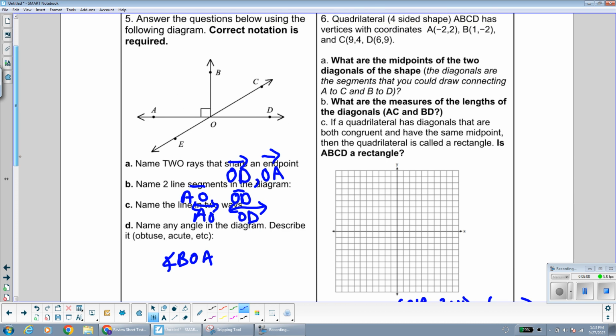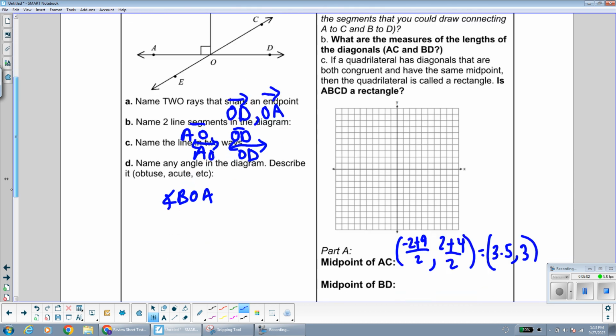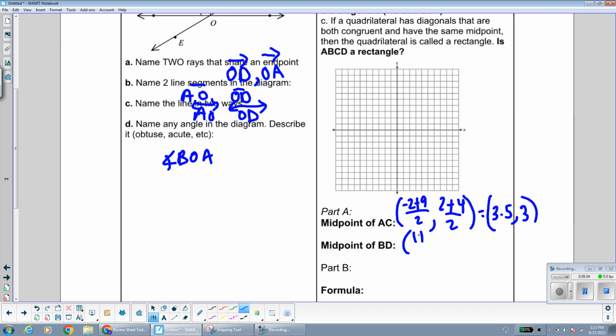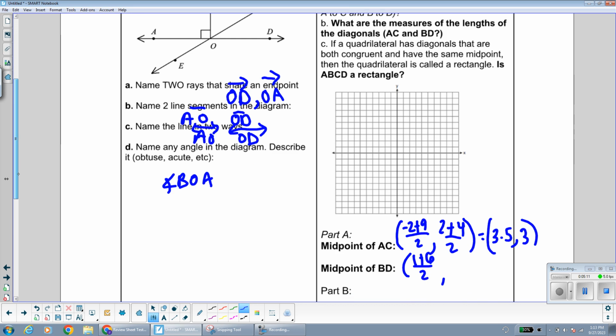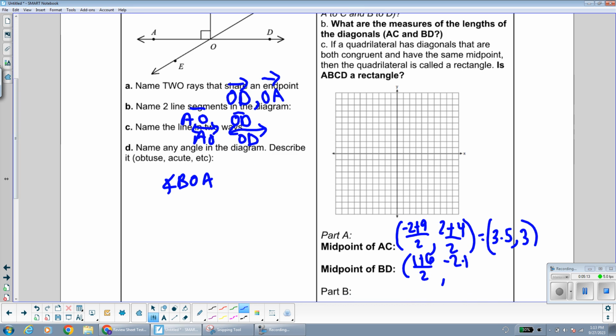BD, we're going to be using points B and D. So the x coordinates are 1 and 6. And the y coordinates are -2 and 9. So that would be 7/2, which is once again 3.5. And 7/2, which is 3.5.